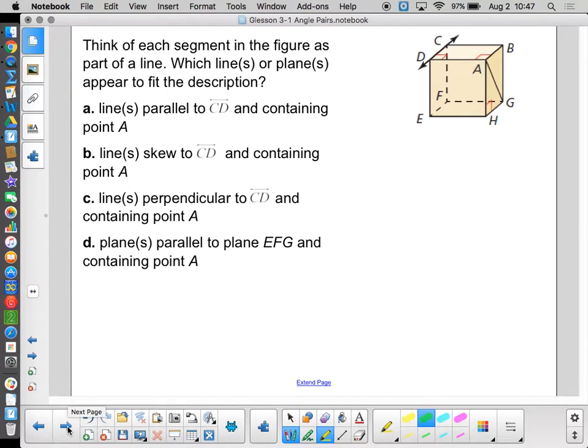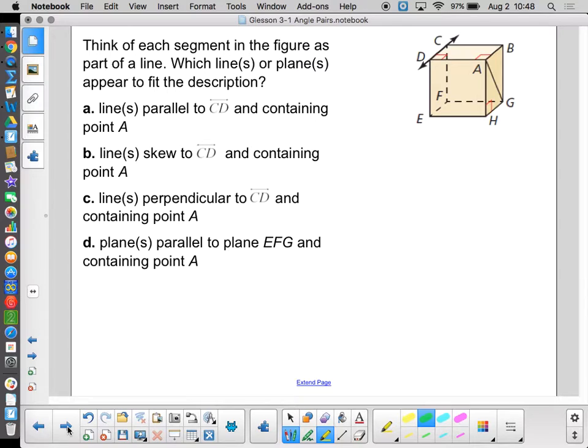And a great model for parallel and skew lines is simply a box. A box is an awesome model for parallel lines and skew lines, because in a plain old box, we've got all these right angles going on, we've got all these lines, all these sides, and we can go ahead and start talking about what's parallel to what, and what's skew to what, and what does that mean to be parallel or to be skew. So, what it wants us to do here, lines parallel to CD and containing point A.